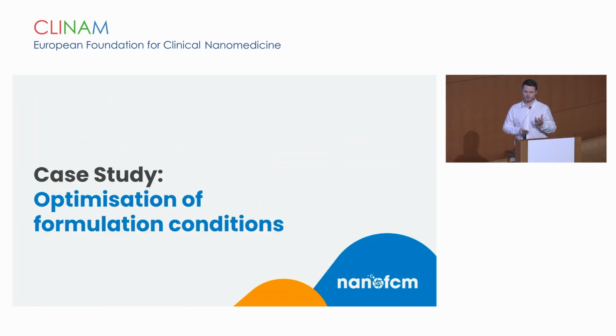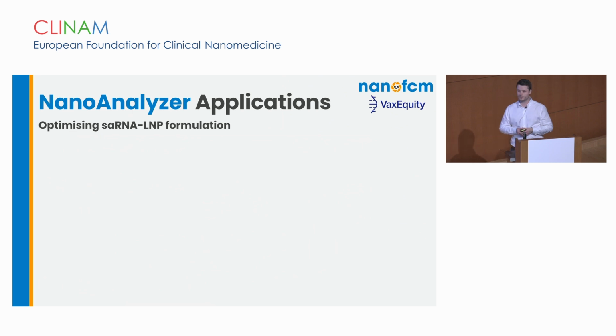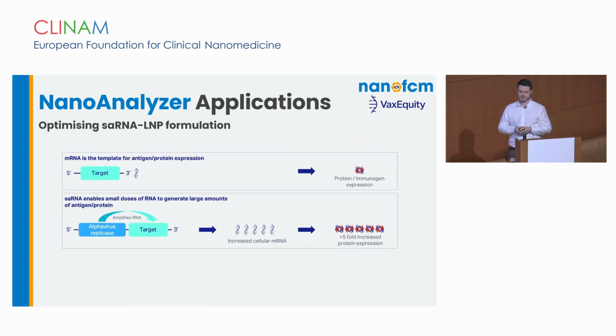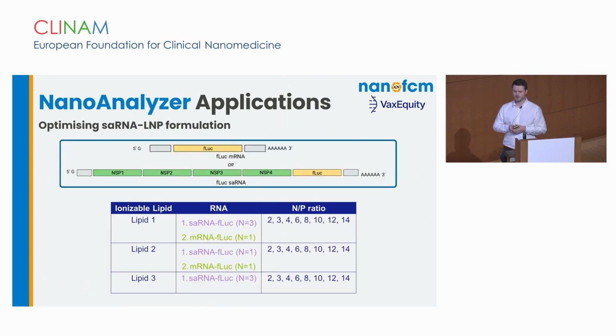I want to go through that more in the scope of a couple of case studies, which are some collaborations that we've been lucky enough to be part of quite recently. The first one was working with a company, Vax Equity, and what they were interested in is self-amplifying RNA. These are self-amplifying RNAs that can be put into these particles, and because they can self-amplify, as the name suggests, you get increased cellular mRNA and increased protein expression. But as you can see here, it results in a much larger molecule than the standard mRNA cargo you might have seen. So we really wanted to look further into that.